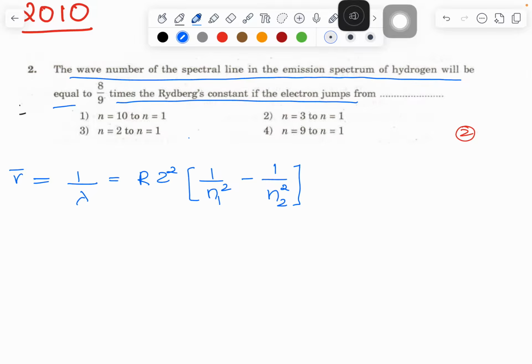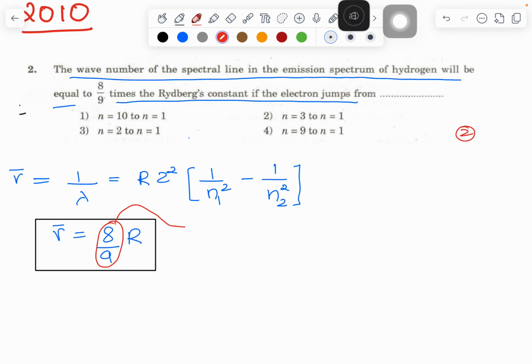Now let's put in what the question gives. The wave number is equal to the Rydberg constant R, which is given. We need 8 by 9 of R. This is the answer. They are asking how this 8 by 9 came and what the n1 and n2 values were to get this 8 by 9 value.